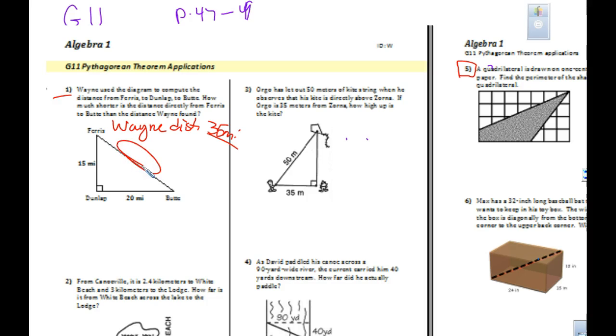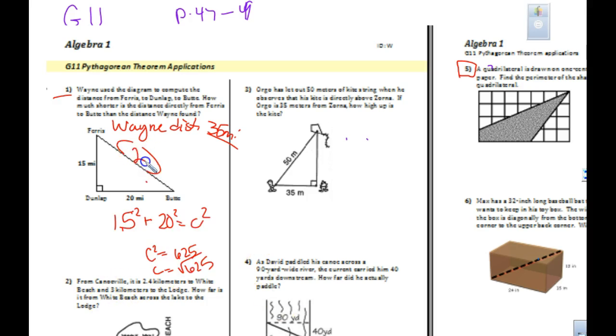Or they say, oh, once they use the Pythagorean theorem and solve this and get this length, they think, oh, I can just take that minus 15 or minus 20. So think about what it's asking you. We just found Wayne's distance was 35. So please use the Pythagorean theorem and solve that one if you get that.